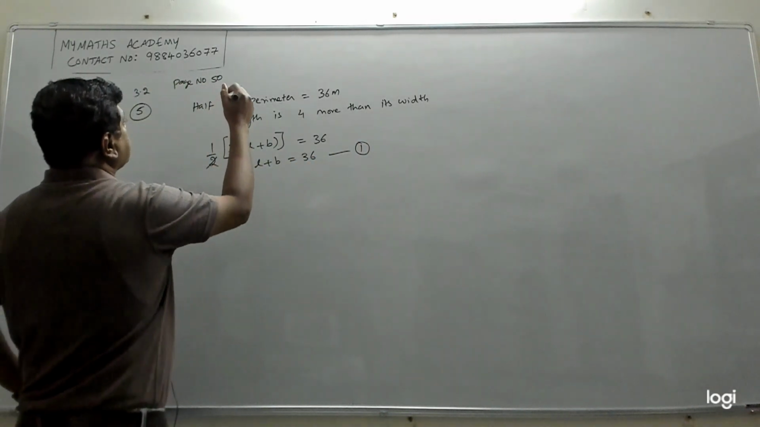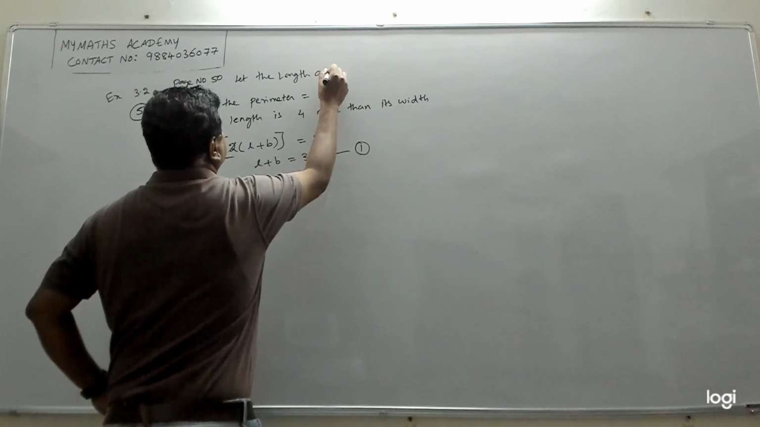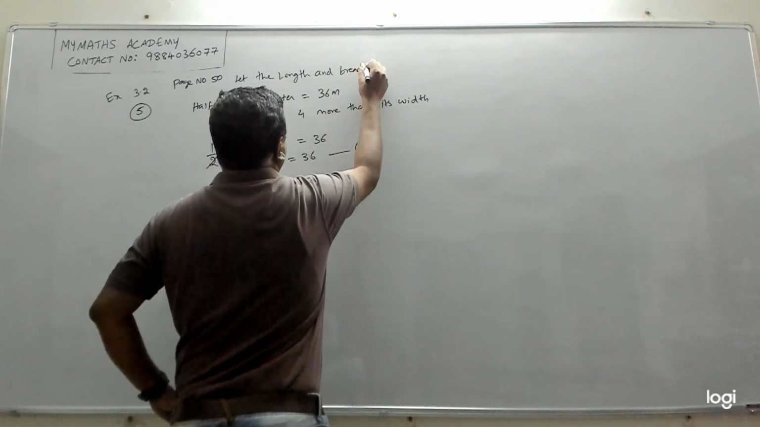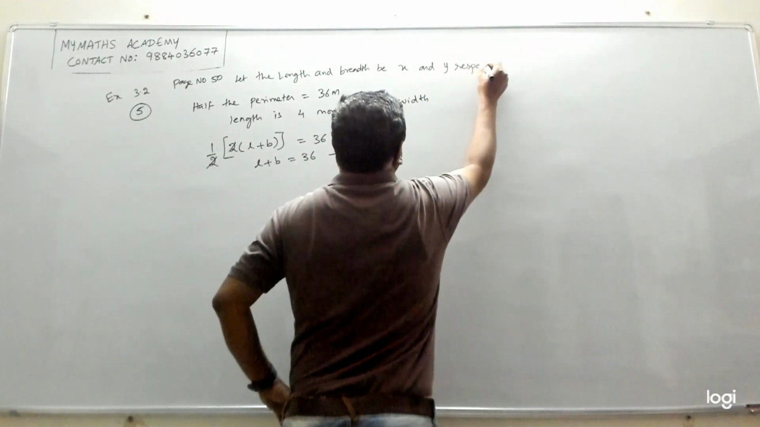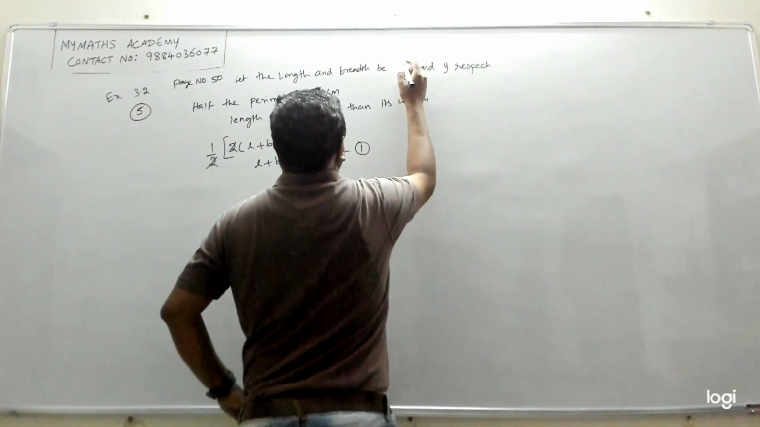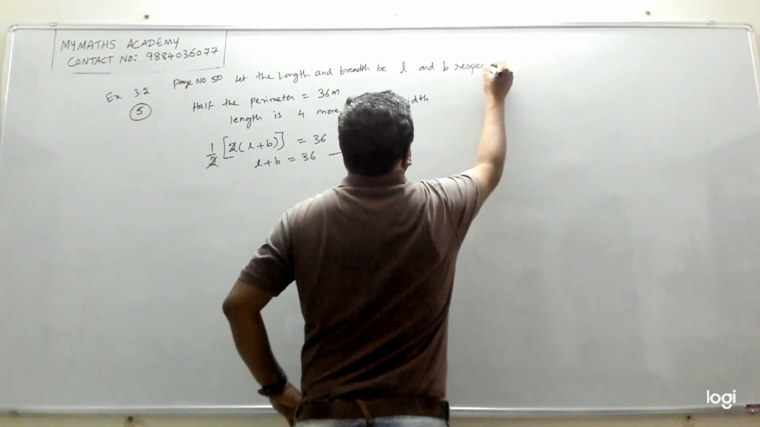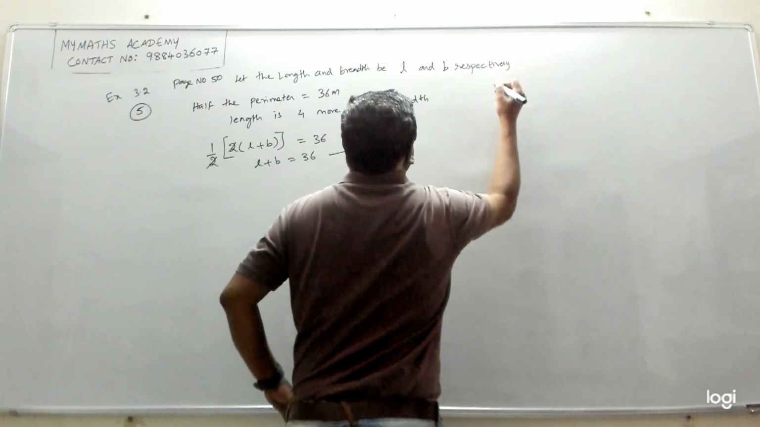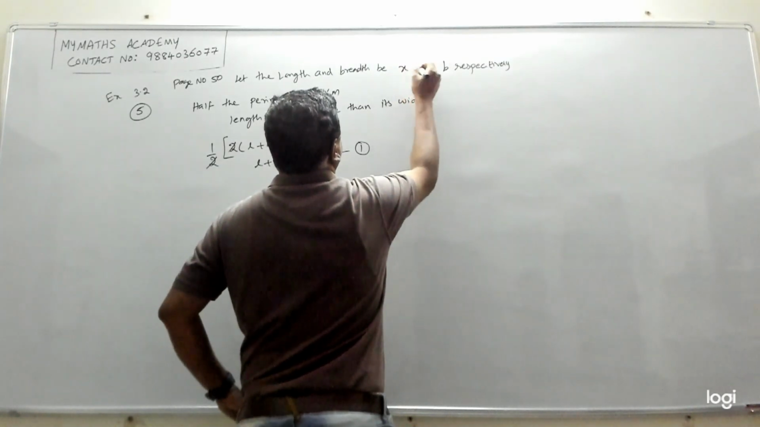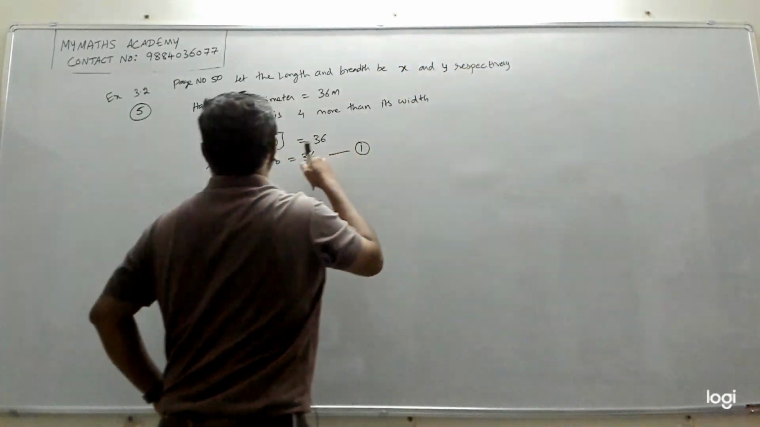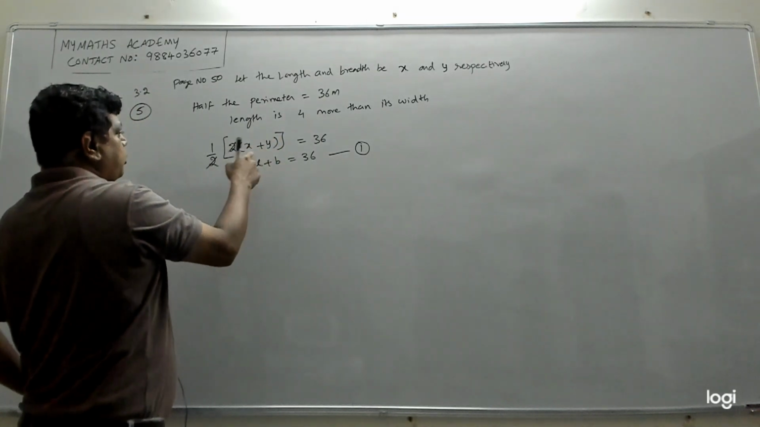Right? If you want, we can say let the length and breadth be x and y respectively, which means instead of L and B respectively, we will put x and y, because we are used to x and y, right? So I'll put x and y. Then this will become 2 into x plus y, because length is x.